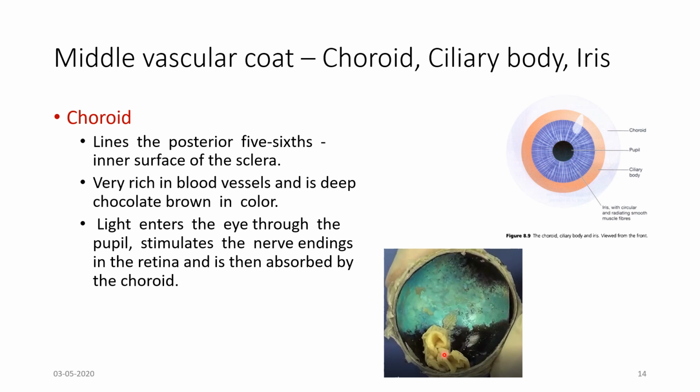This is the pulled up retina and this is the choroid, and this greenish glowing area is the tapetum, which will be seen in animals for night vision. And in this picture also you can see the outer choroid, the middle ciliary body and then the anterior iris, the three components of the middle vascular coat.